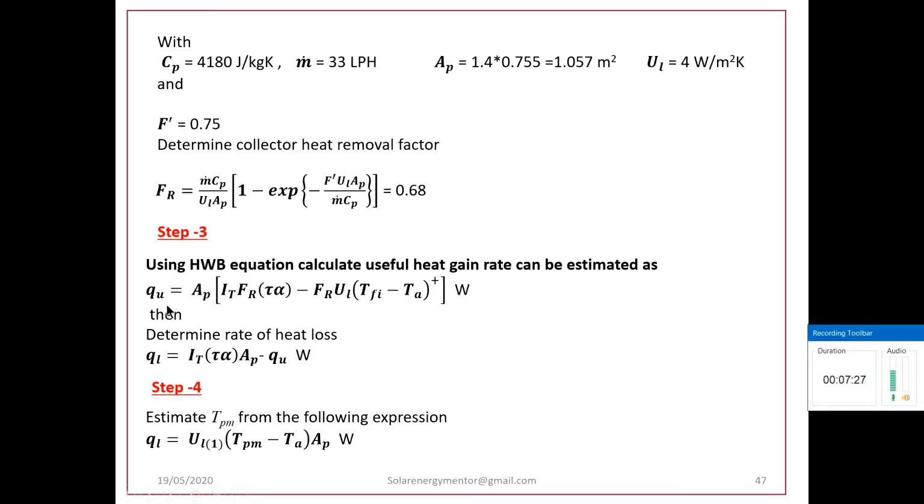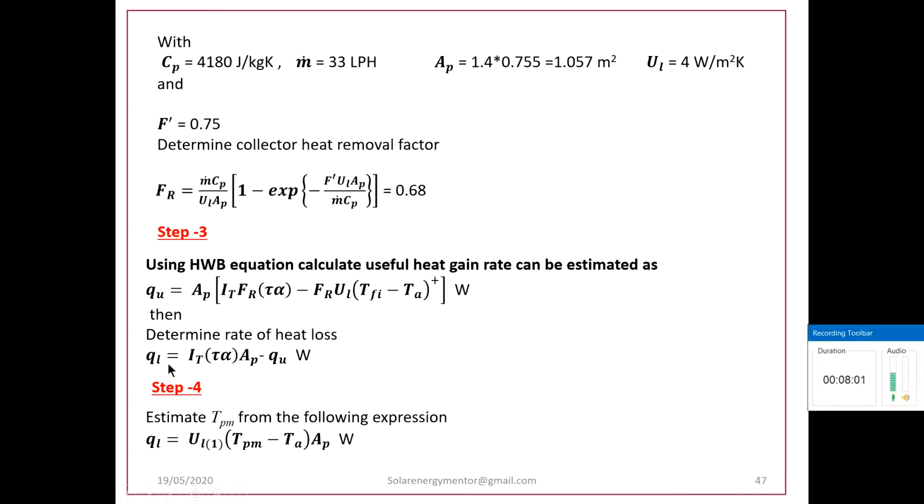Then on the basis of QU, we can determine the rate of heat loss. What is the rate of heat loss? It is IT tau alpha AP minus QU. What does this first term indicate? The first term indicates the input on the collector, that is, what radiation is falling on the collector. It is IT into tau alpha, the optical losses, into AP, the collector area. So this is the energy input on the collector minus the useful heat gain rate by the collector. Input minus useful heat gain rate is equal to the rate of heat loss.